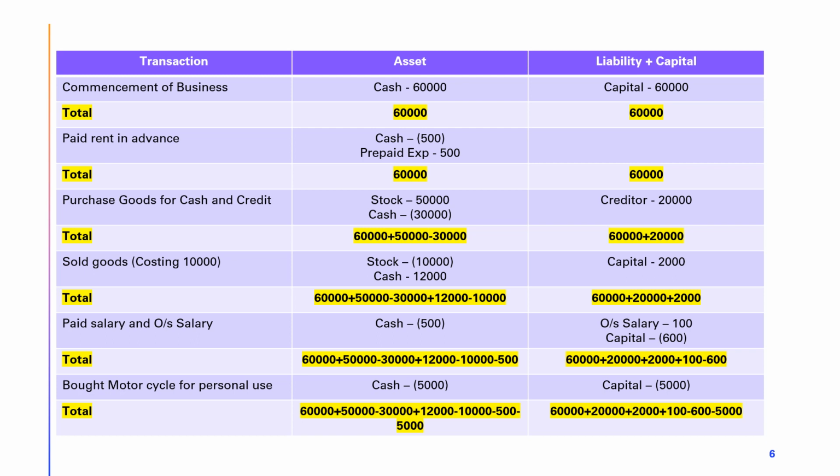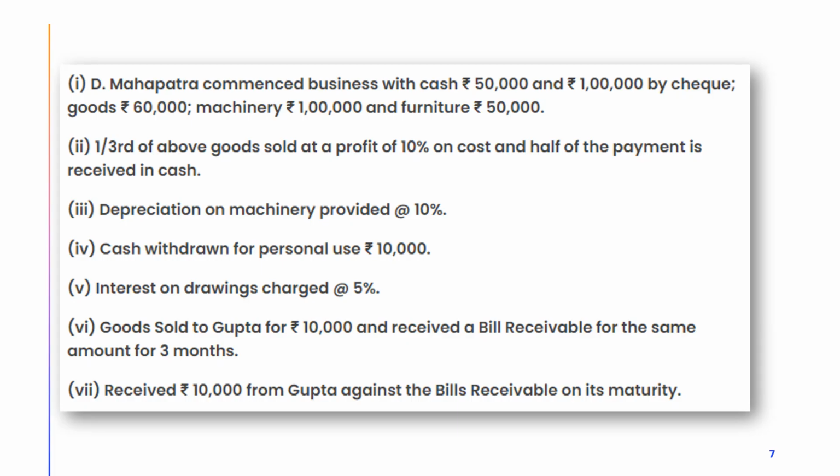Now after posting all these entries, you will see both the sides of the equation have an equal balance now. That is 76,500 on each side. Now this is the third sample question.